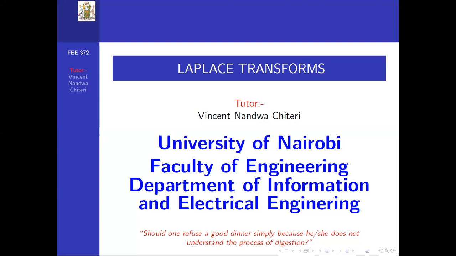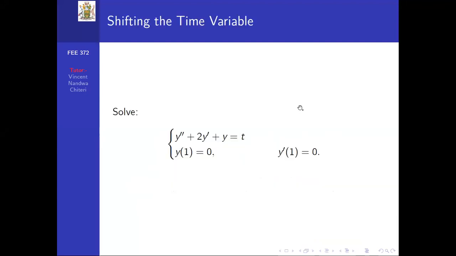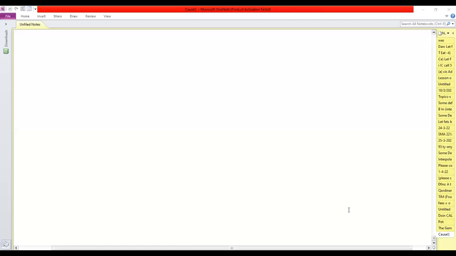So let's solve the problem. y double prime plus 2y prime plus y equals t, with the condition that when t is 1, the value of the function y is 0, and when t is 1, the derivative of the function is also 0. Now we are going to solve this problem by use of Laplace transform methods. So let's see how to solve such a problem.